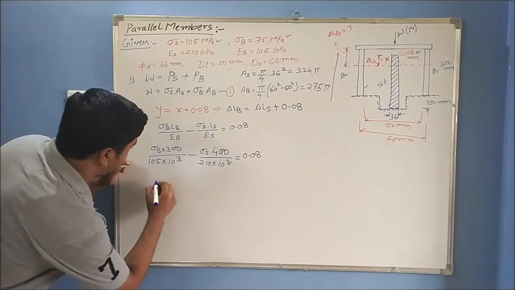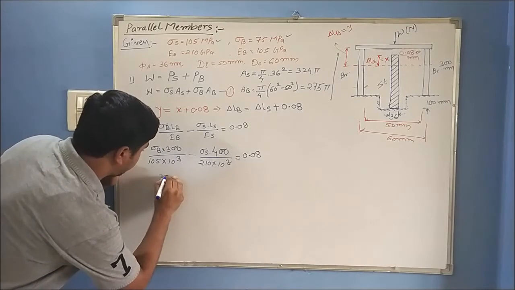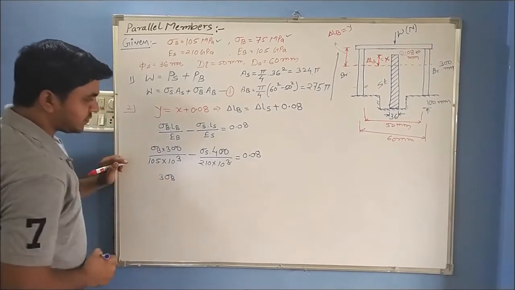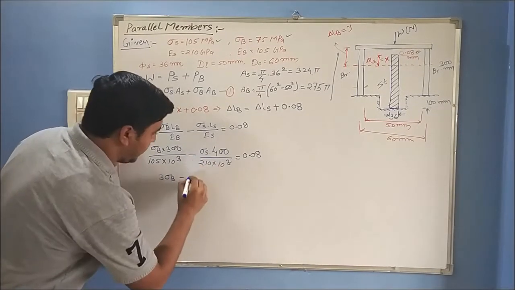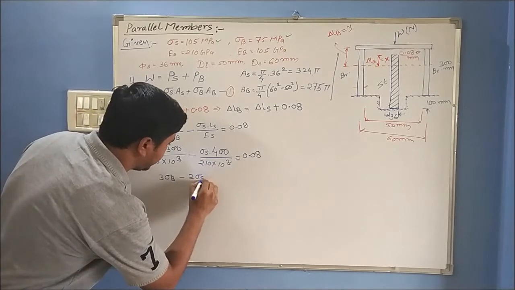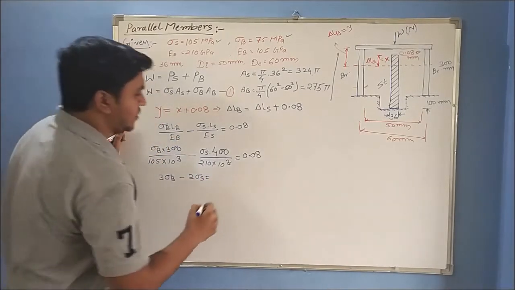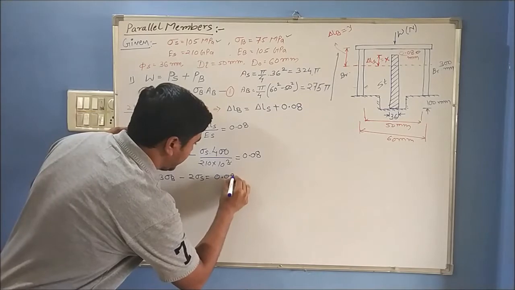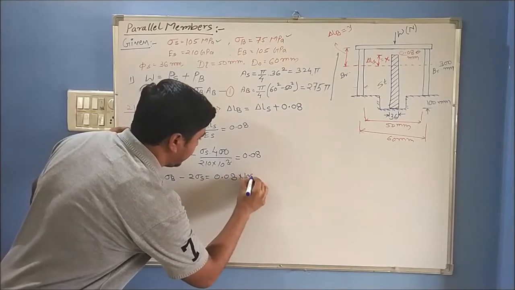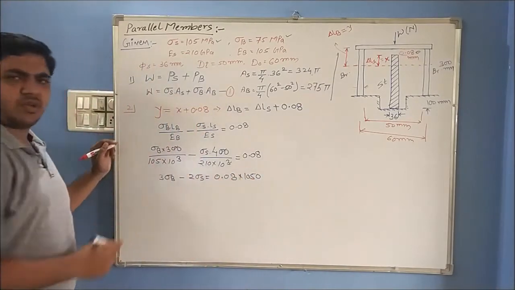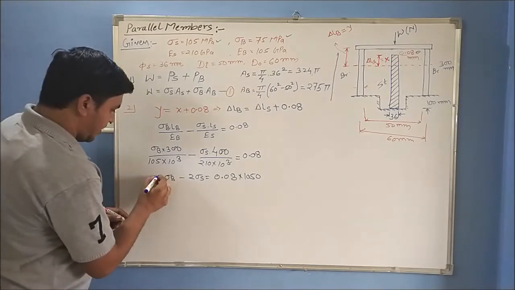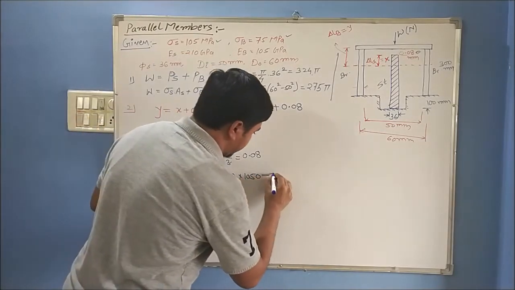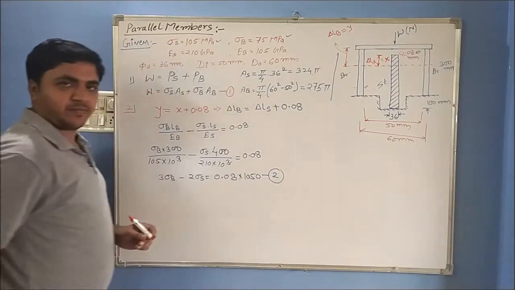So what equation will form here? That is 3 times stress of brass minus, and 2 and 2 will be cancelled out, 2 times stress of steel. That should be equal to 0.08 multiplied by 1050. You can solve this in a calculator also, but I'll write it as it is. So this is equation number 2 you have.